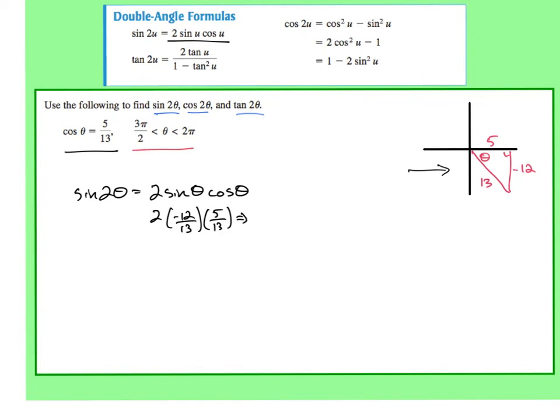All right. And so now I just have to do a little bit of math. 2 times 5 is 10. 10 times negative 12 is negative 120 over 13 times 13 is 169. So sine of 2 theta is negative 120 over 169. And then cosine of 2 theta.